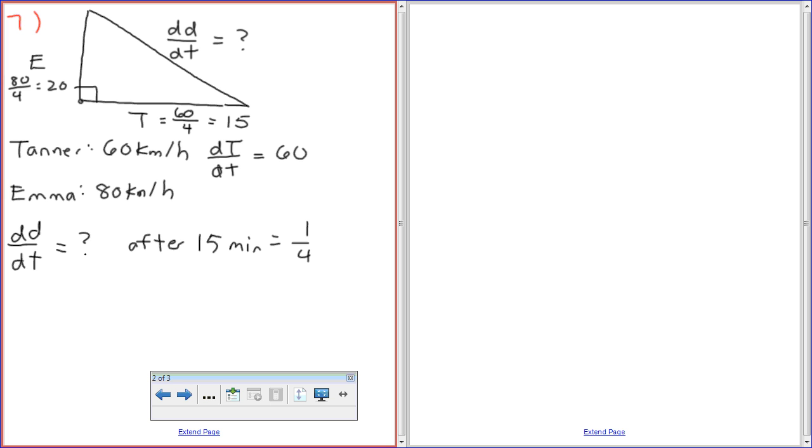What is that going to be? We asked more than that. dT by dt, capital T. Where does that come from? It's Tanner's rate of change, right? We're looking for the rate of change. The rate of change of Tanner is 60. What's the rate of change of Emma going to be? 80. Good. So I'm going to call this dE by dt.